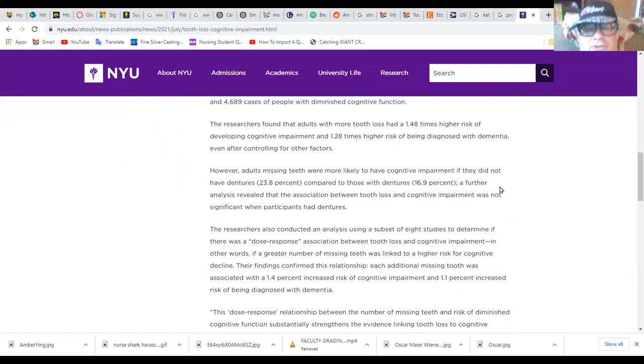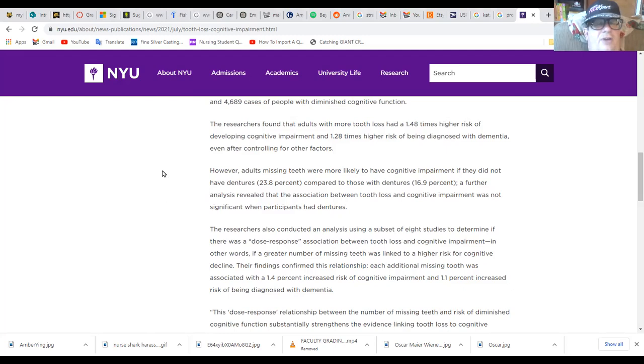Here we go. Researchers found that adults with more tooth loss had a 1.48 times higher risk of developing cognitive impairment and a 1.28 times higher risk of being diagnosed with dementia, even after controlling for other factors. What this means is that not taking care of your teeth, letting those bacteria run rampant, makes you 28% to 48% more likely to have brain problems later on in life. Not good. Don't take the risk. Take care of your teeth.